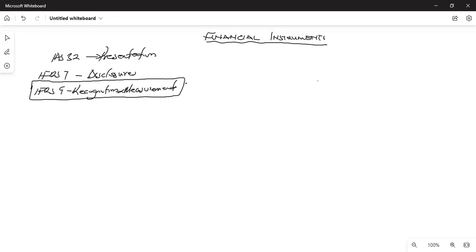Now, what is a financial instrument? Financial instrument, we will say, is one of the standards that creates confusion for students, and how to go around it has been a very serious matter.